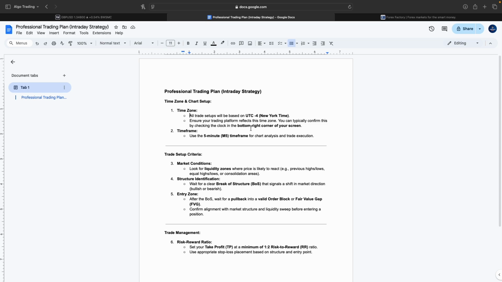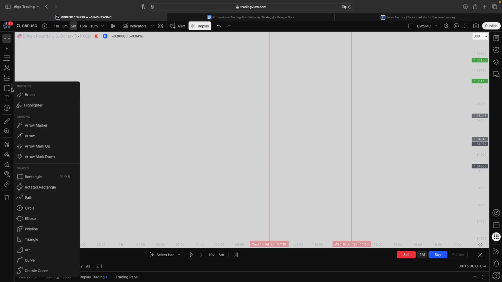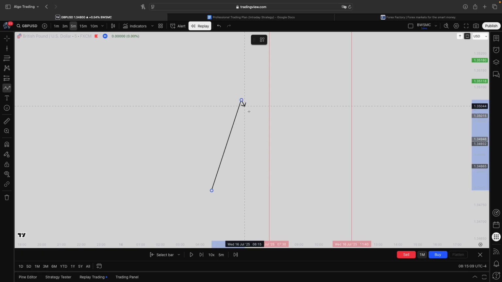Let's go to the time frame. The time frame you want to be using is the 5-minute time frame for chart analysis and execution. So right up here at the top, you can see you have the 1 minute, you have the 3 minute, you have the 5 minute. You just want to select the 5-minute time frame. Super easy. So the way this strategy works, again, like I said, it's easy.